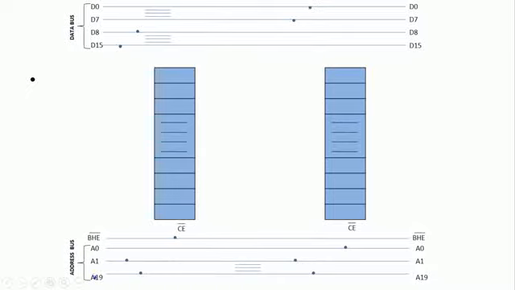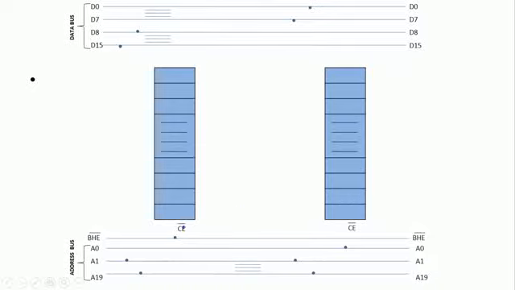A1 to A19 are the 19 address lines, and A0 is taken as a separate one, because I would like to make one of the memory devices an even memory and another one an odd memory. Now, I am taking the A0 line to enable this particular memory. Whenever A0 is 0, only this memory device is going to be enabled. If A0 is 1, this one is going to be disabled.